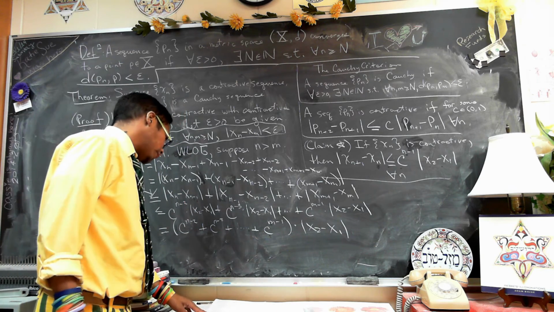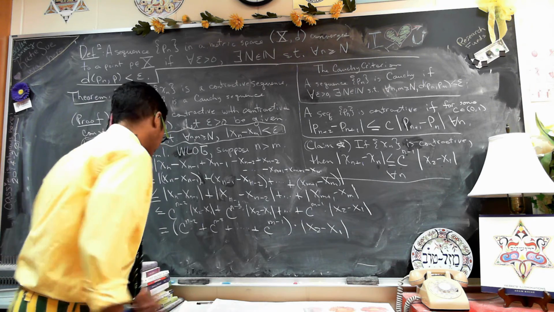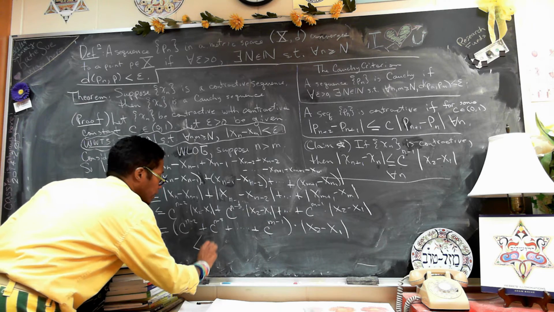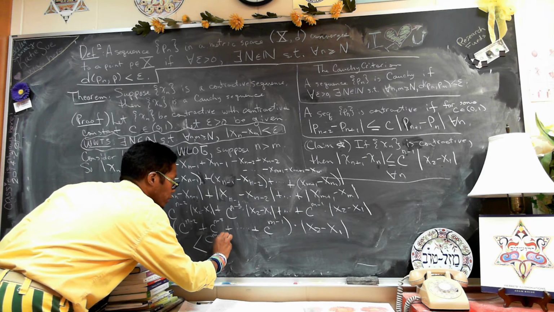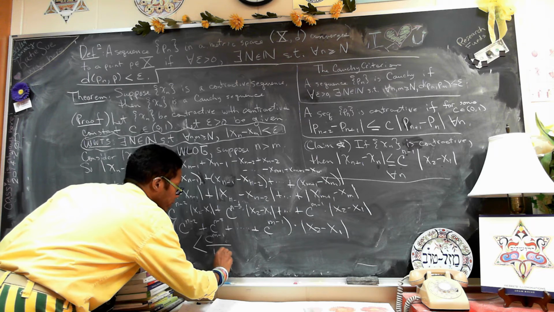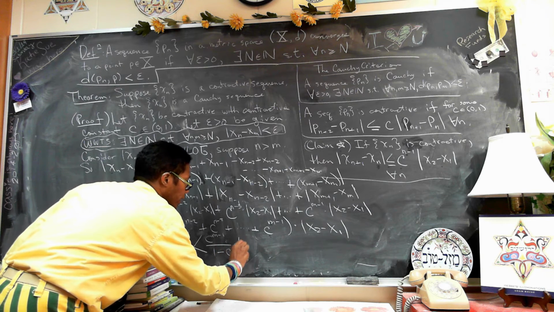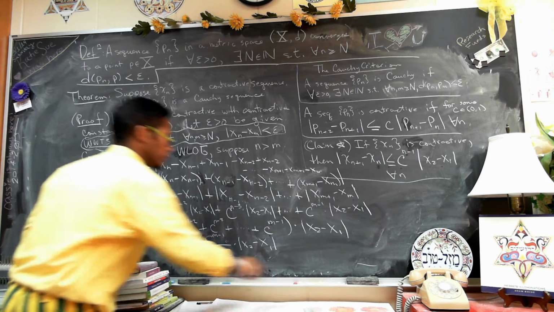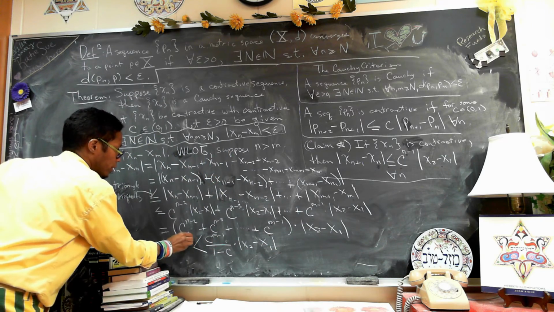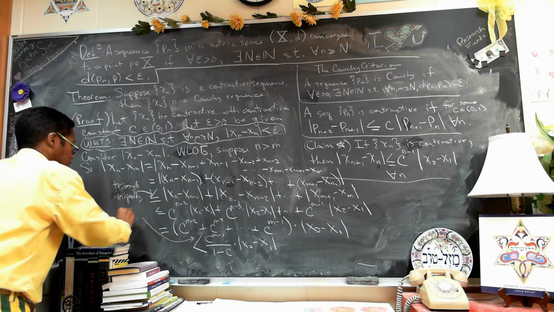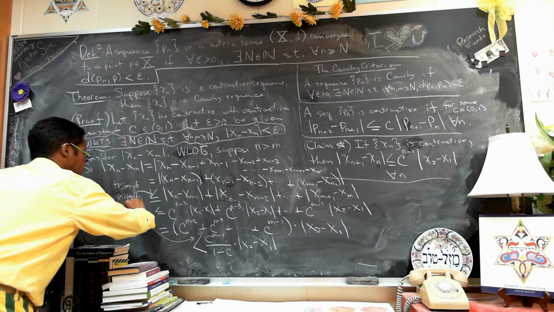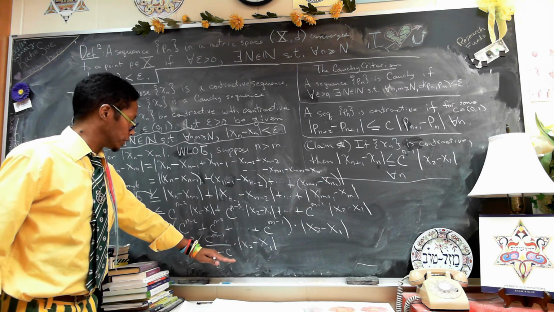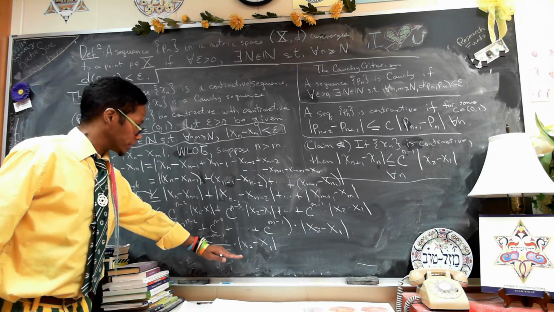And my claim is that I can make this less than c to the m minus 1 over 1 minus c times the absolute value of x sub 2 minus x sub 1. So this is the claim. We're going to call this star star. I'm going to prove that this bottom to last line is strictly less than this bottom line.